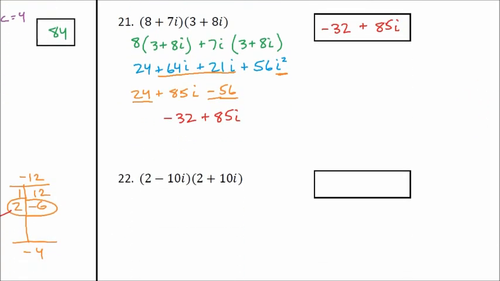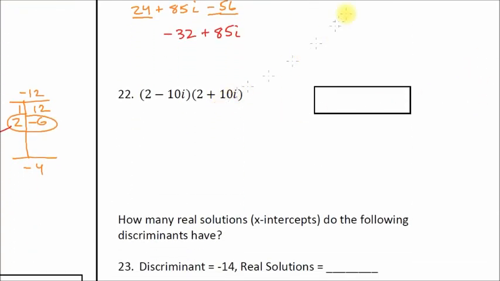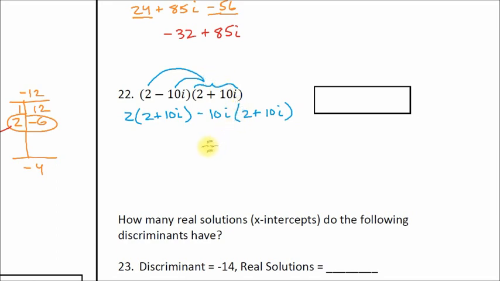All right, let's do one more of these. Number 22. We know the drill. We're going to multiply two binomials. First term of the first binomial times the second binomial. Second term of the first binomial times the second binomial, because we are distributing. We haven't done this in a long time, but this is the first thing we did in polynomials. 2 gets distributed to the second binomial, and so does the negative 10i.